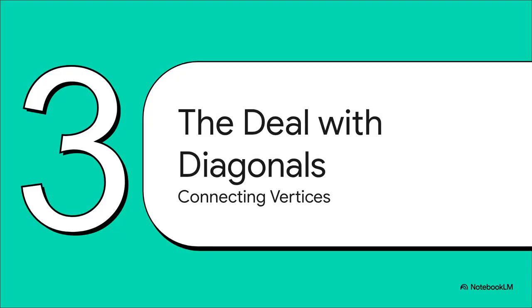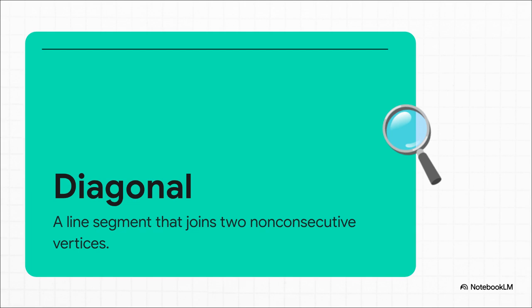Okay, so we've defined their boundaries, we've given them names. Now it's time to venture inside the shapes themselves and check out their diagonals. So what exactly is a diagonal?